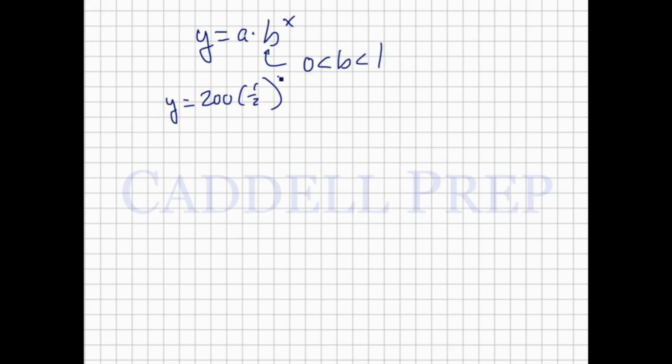If we think about an exponential function in the form y equals a times b to the x, for exponential decay, this b value is going to be somewhere between 0 and 1. So for example, let's say we have y equals 200 times 1/2 to the x. So this is going to model what we had before with the 200 grams that decreases by 1/2 over and over again.